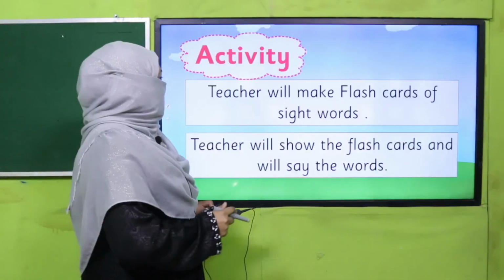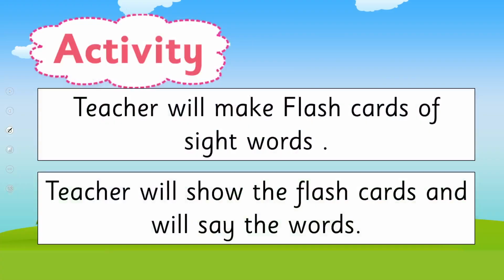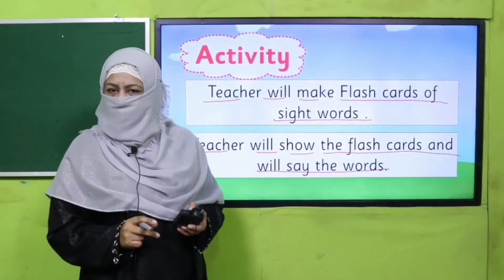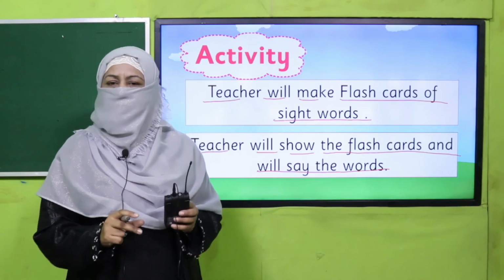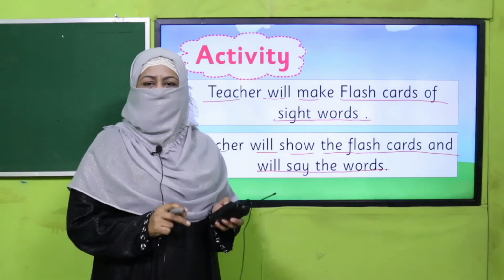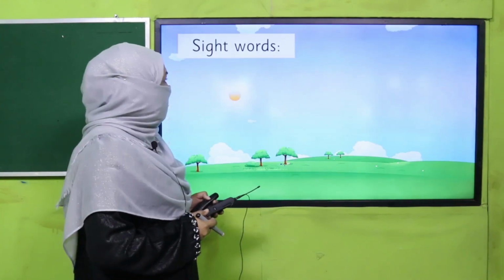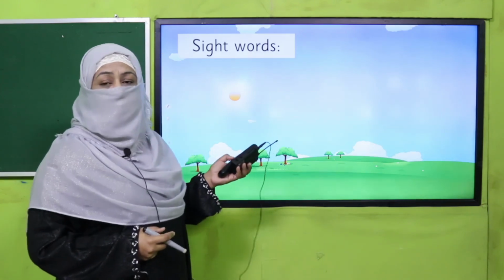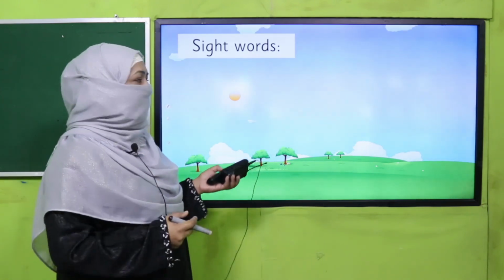Okay. So it's time for activity. Your teacher will make flashcards of sight words, show the flashcards and say the words. Teacher, kindly make the flashcards, show them, say them, and then shuffle them and make the children say these sight words. Okay, I'm giving you a list of sight words. You can follow it or you can make a list of your own.